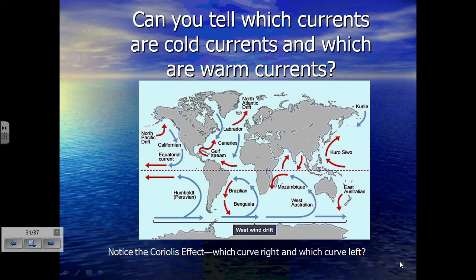So this creates a kind of cycle process where the cold currents from the poles go in the direction towards the equator, where they are warmed, and then upon warming, they begin to return to areas where it's cold. So it's kind of this mixing pot in a circular pattern, if you will.